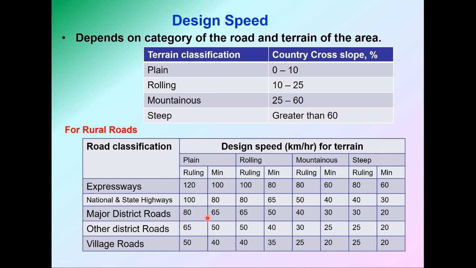The design speed is ruling speed as well as minimum speed. So ruling speed is the maximum speed, and there is a desirable speed, or you can say the minimum speed that should be maintained. On expressways, it is 120 in plain terrain, and 100 is a minimum design speed. And similarly, for other terrain, it is given in this table. For expressway, for national and state highways, for major district roads, other district roads, and for village roads. So as the category of the road reduces, or you can say importance of the road reduces, the design speed also reduces.